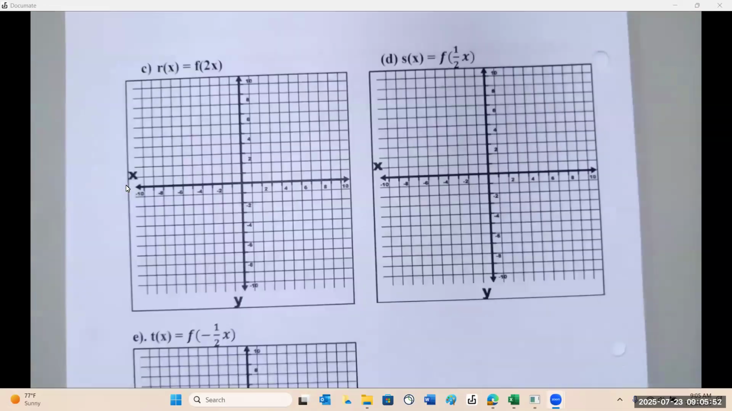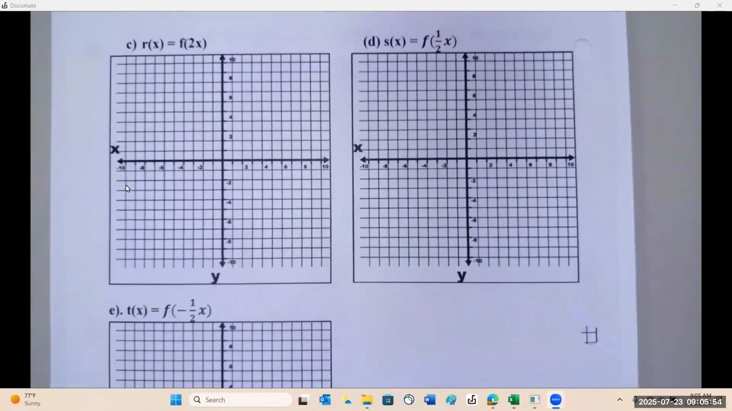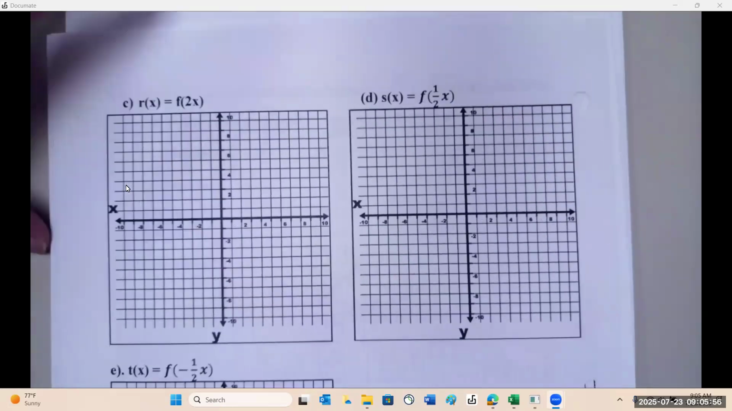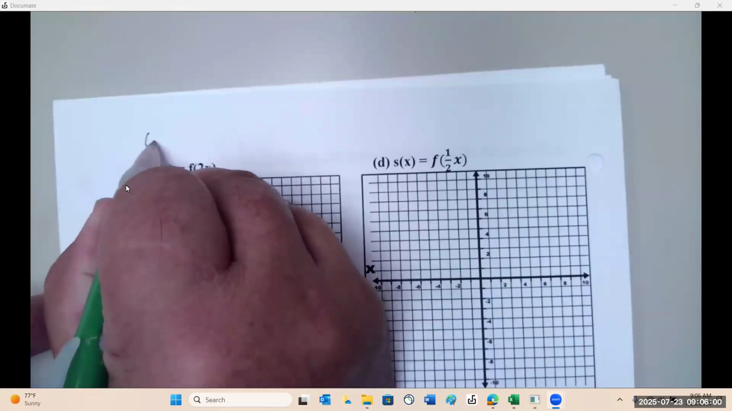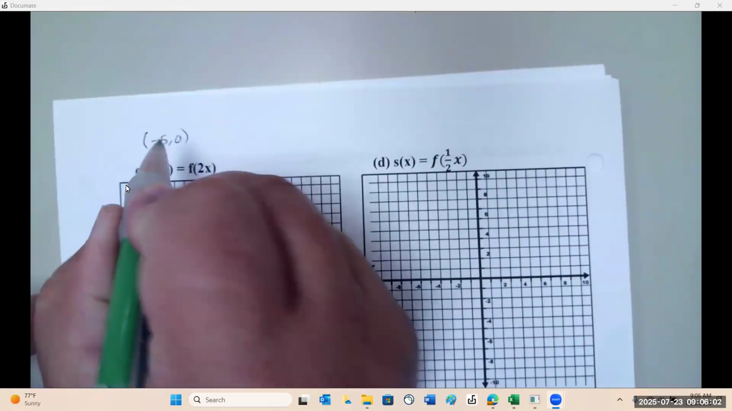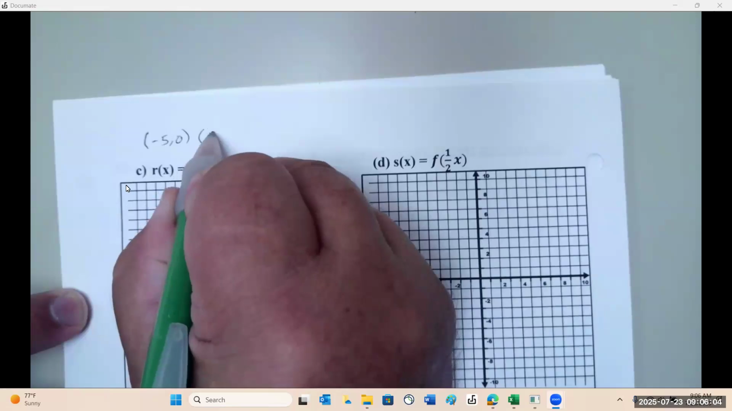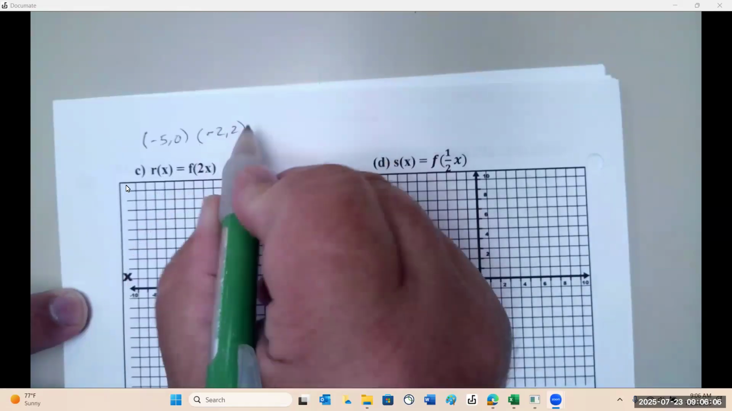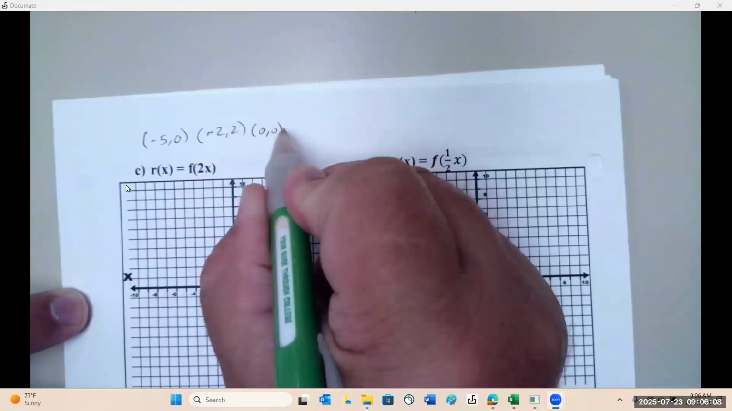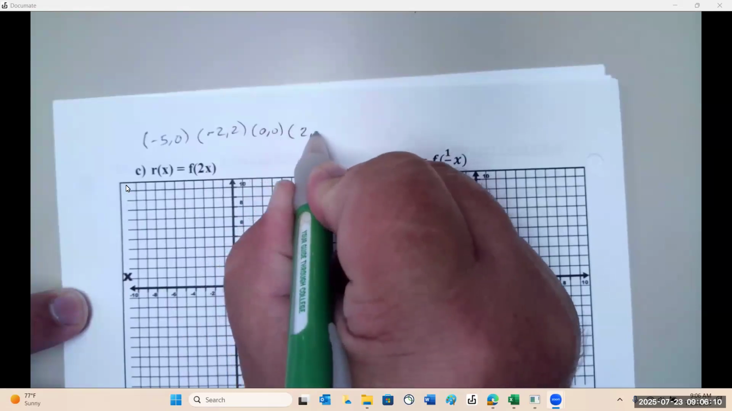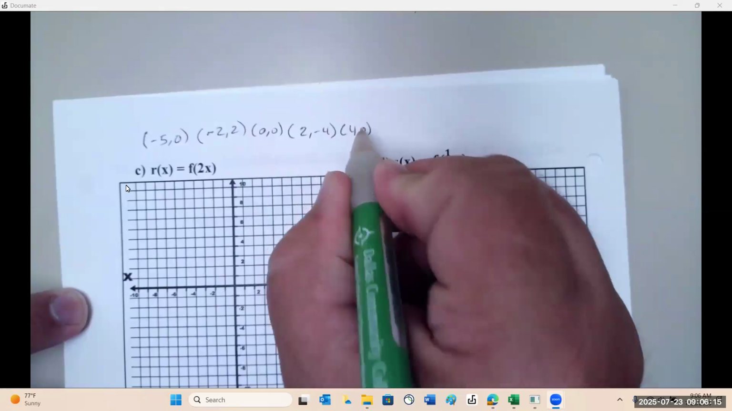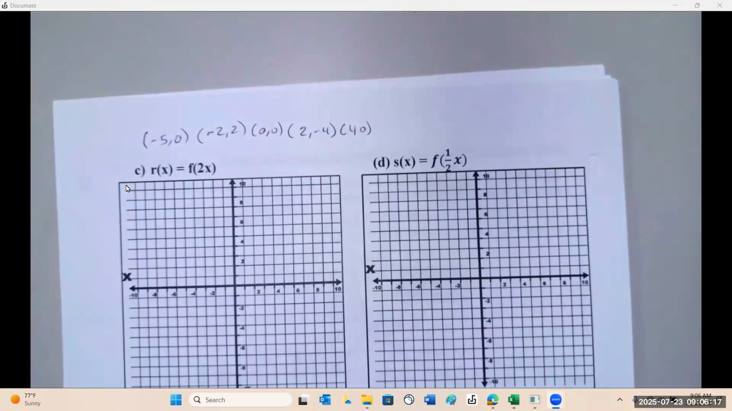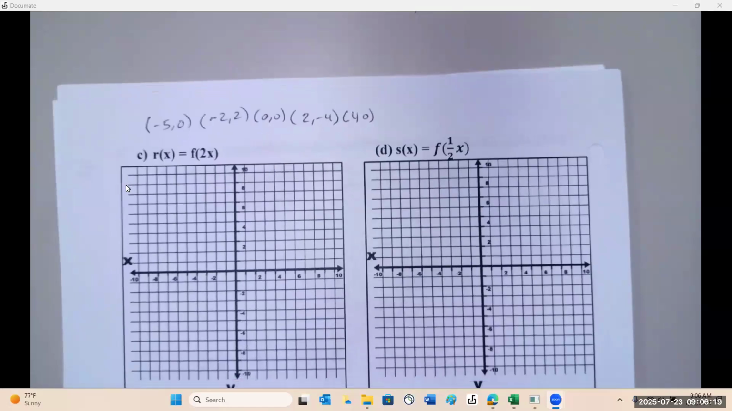Let me plot those points again. Let me write those down. The first point was -5, 0. The second point was -2, 2. Then 0, 0, then 2, -4, and then 4, 0. That's the original graph. I don't need the graph. All I need now is just the numbers.